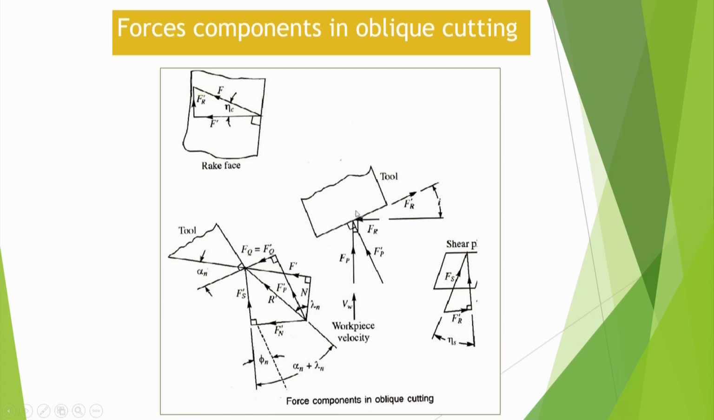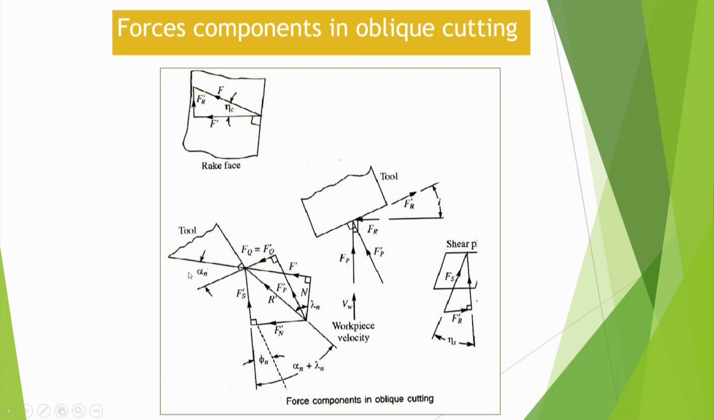Suppose the tool is inclined like this and the workpiece velocity direction is this. So this is Fp, and perpendicular to that it would have been Fr, but I am showing it perpendicular to this cutting edge. So this becomes F dash P, meaning the angle between Fp and F dash P is I, and similarly this becomes F dash R, and this angle is I. Similarly, in the other view you can see Fq, and this is the tool, and you can see that the velocity is in this direction.